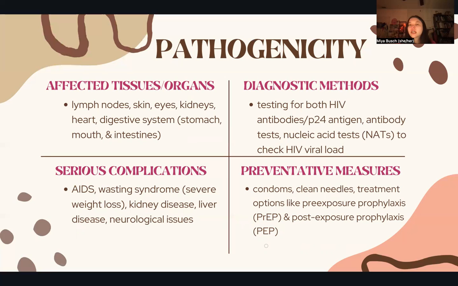And the best way to diagnose HIV is through an HIV antibody P24 antigen test. And then there's also just antibody tests and nucleic acid tests to check the HIV viral load to see how contagious you are. And then for preventative measures, this is typically through condoms, clean needles, and then there's treatment options like pre-exposure prophylaxis, PrEP, and post-exposure prophylaxis, PEP, if you think you've been exposed to someone who has HIV and you think you might have HIV.